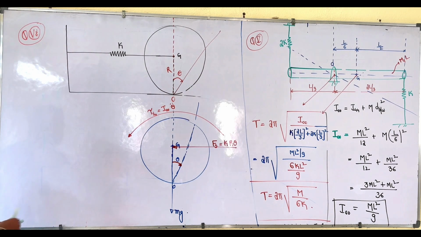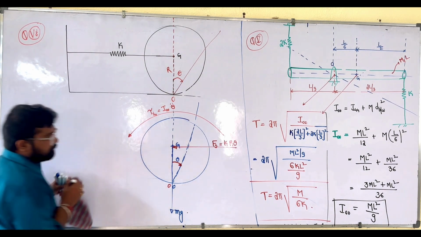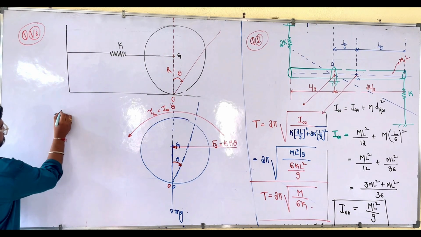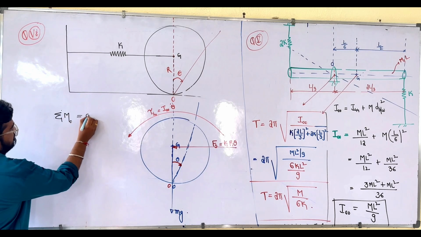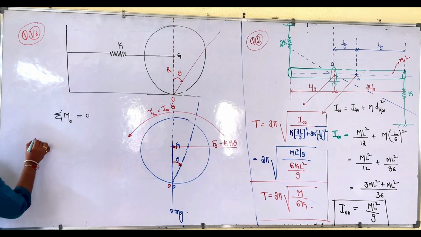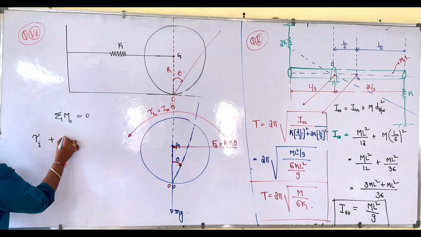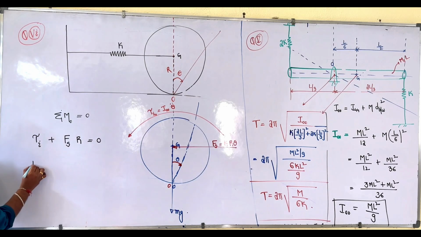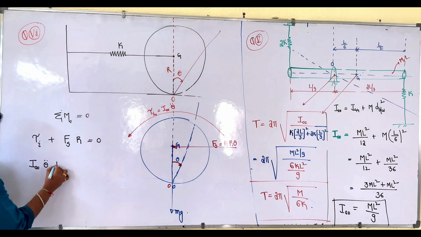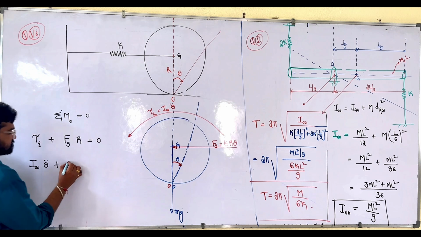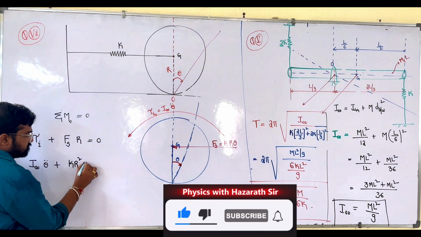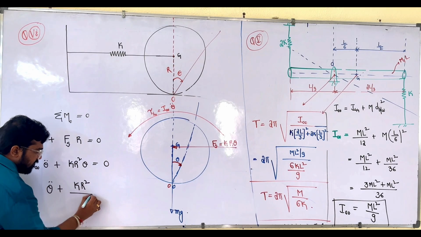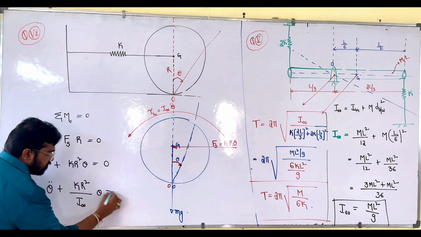Clear? Now apply moment about point O. Moment about point O equals how much? Inertia torque plus spring force into R equals 0. I O O theta double dot plus K times R square theta equals 0. So theta double dot plus K R square by I O O times theta equals 0.